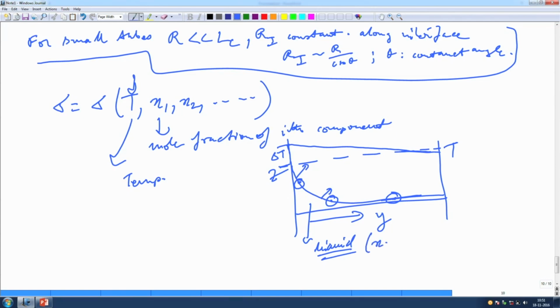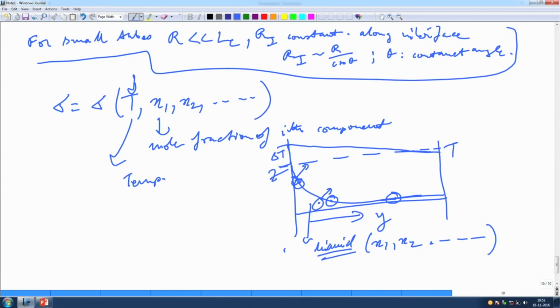So, this liquid can have x1, x2, a lot of components, right, and these components need not be the same across the interface. There can be more of a component, for example, x1 in this region compared to this region, close to the interface, right.